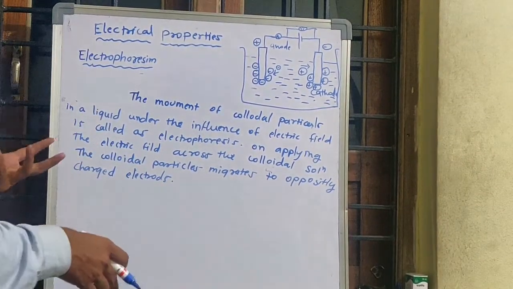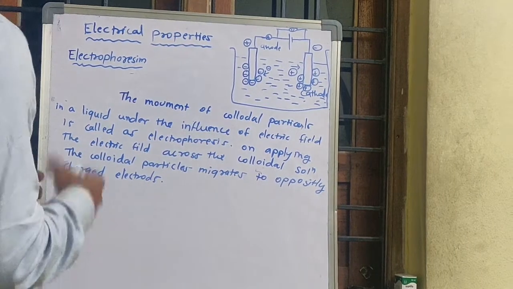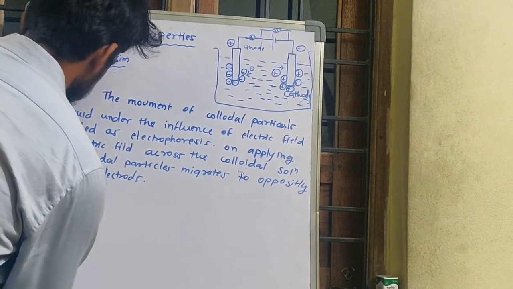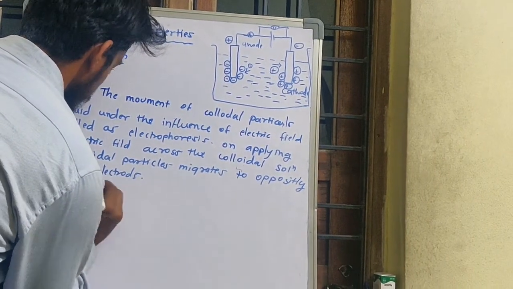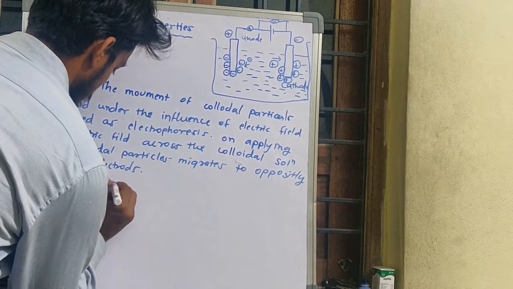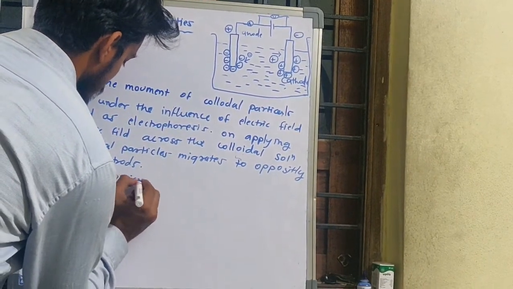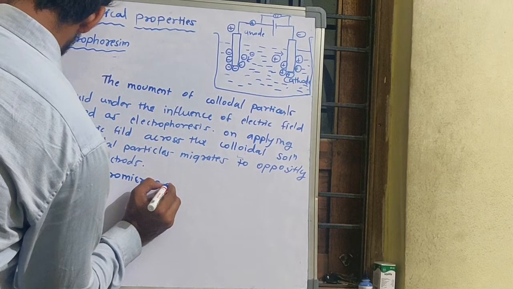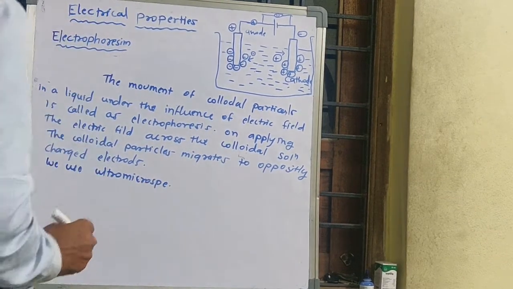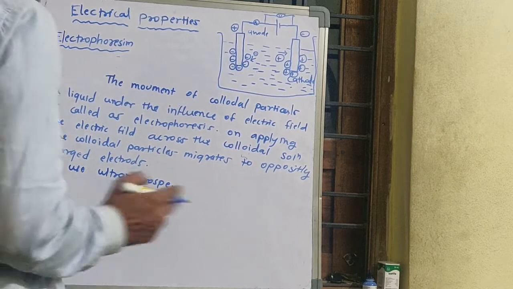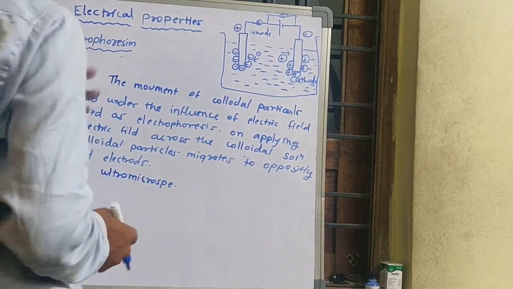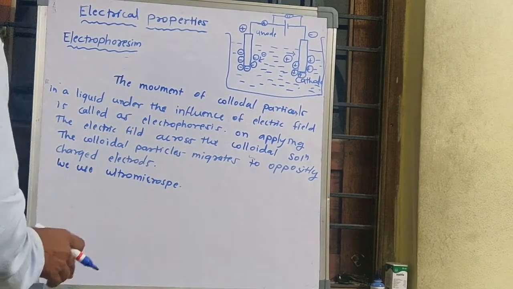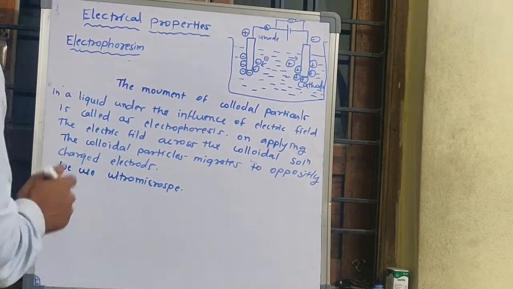So how can we determine electrophoresis? We determine electrophoresis under ultramicroscopy. We use an ultramicroscope to determine the migration of colloidal particles. The rate of movement of single colloidal particles is directly related to the zeta potential.